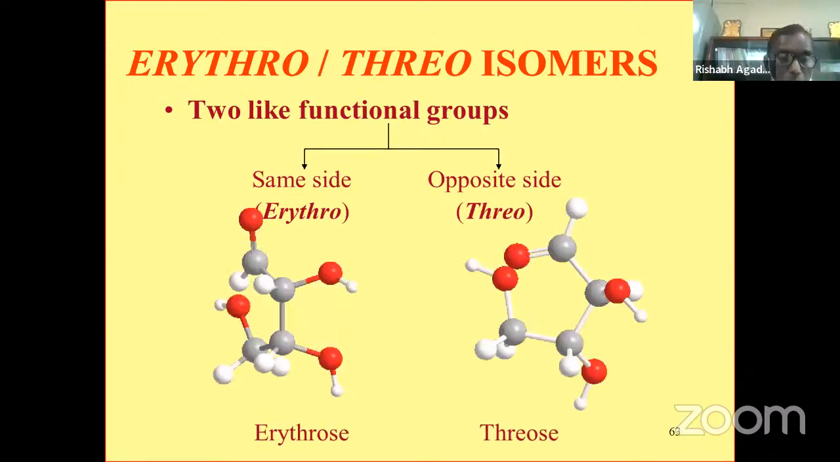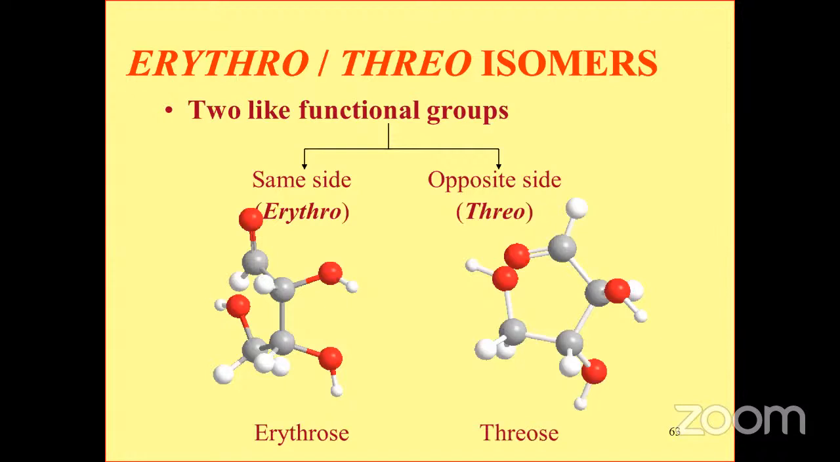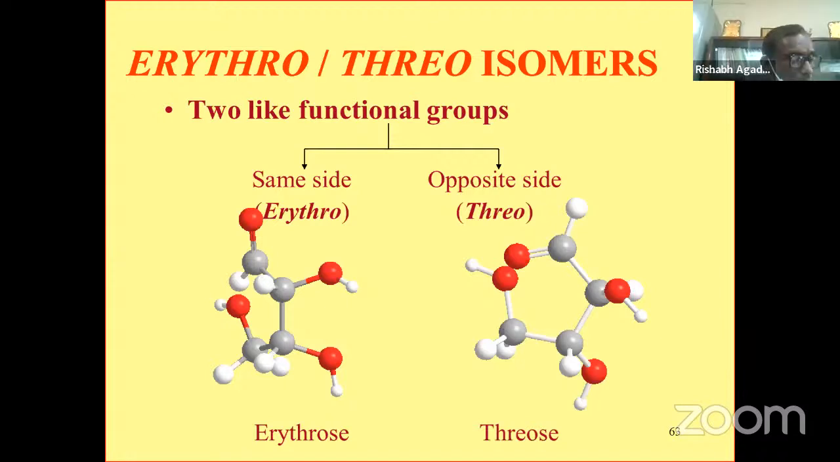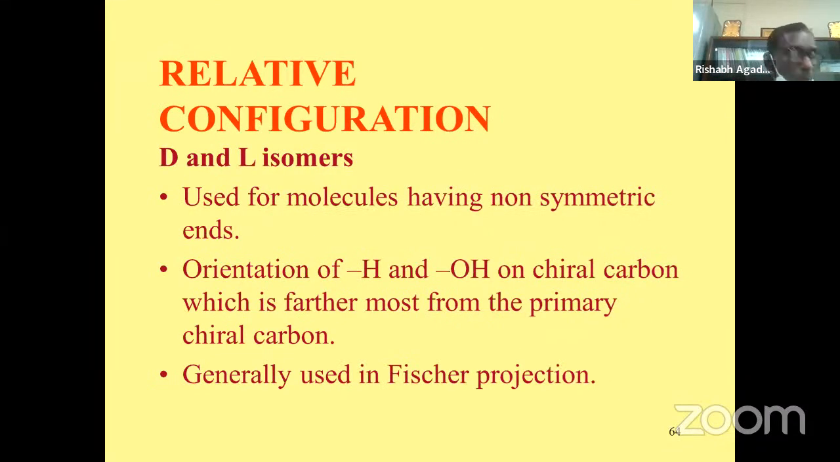Now how the ball and stick model will look, I have shown here at that particular point, for threose and erythrose. Now coming to the phenomenon of relative configuration. Relative configuration means in relation, so in relation with stability testing also you can have it. Based on that you can have that idea and the justification.